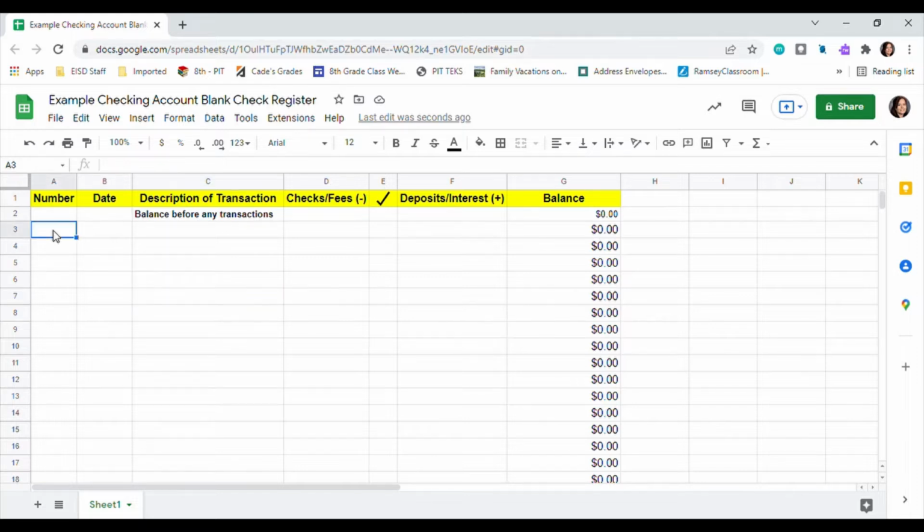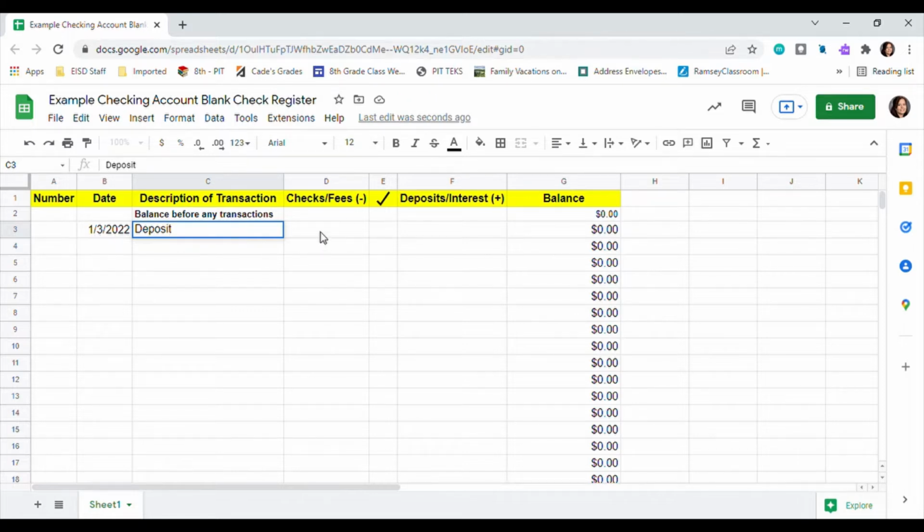So here under number, I don't put anything there because there is no check number. I'm making a deposit. When you make a deposit, nothing goes in the check number column. So I'm going to move on to date. The date of the transaction is January the 3rd. And the description is this is a deposit. So you just simply type in deposit as the description.